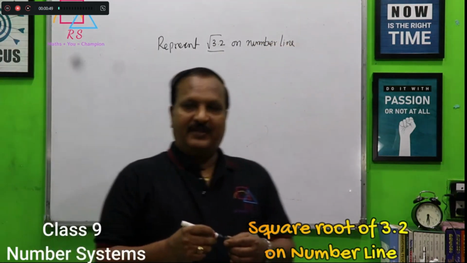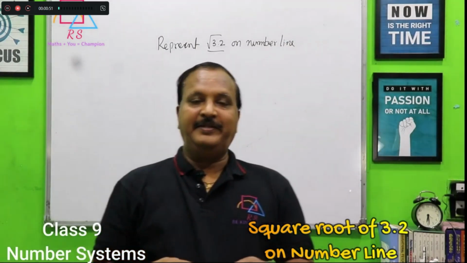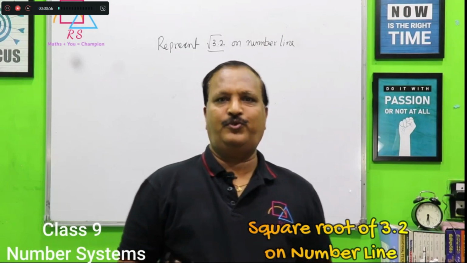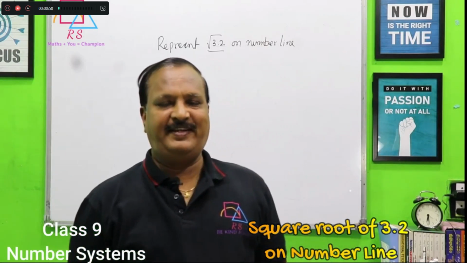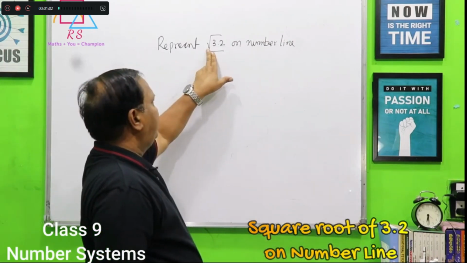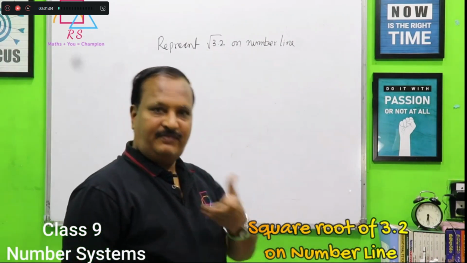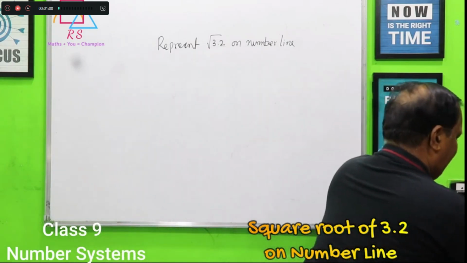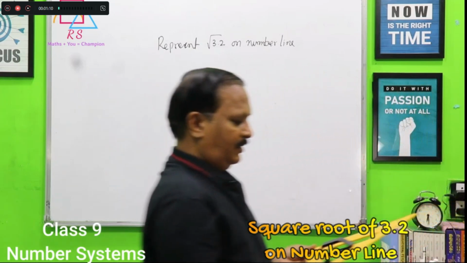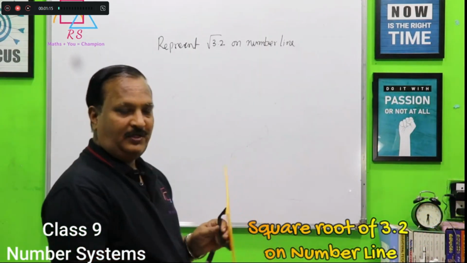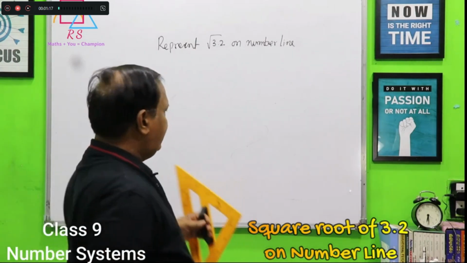This is also one of the important questions of class 9. Till now we have represented root 3, root 2, root 5, root 11, root 17, etc. Now this decimal number we have to represent. For that I will give you a procedure. So I will take a scale. I use this one, it is easy to hold. It's not a scale.